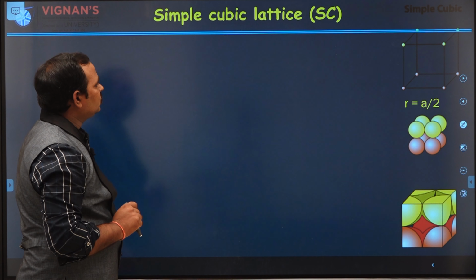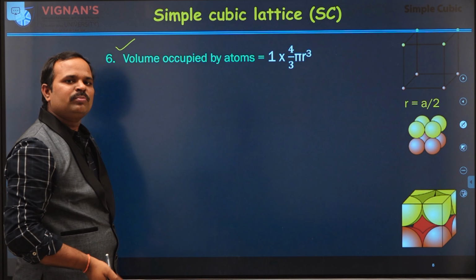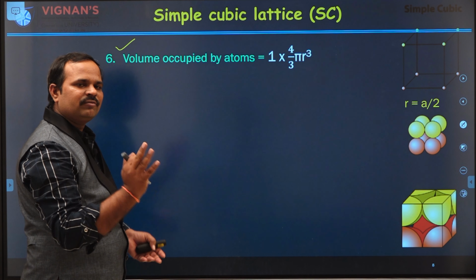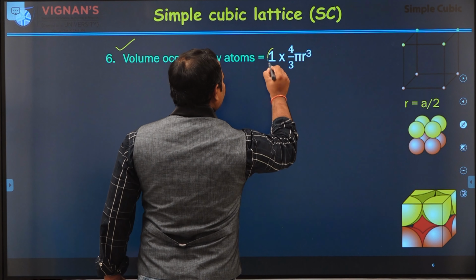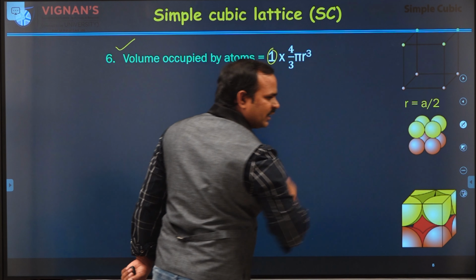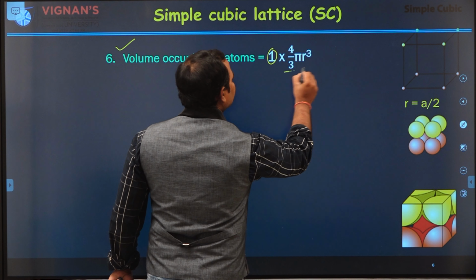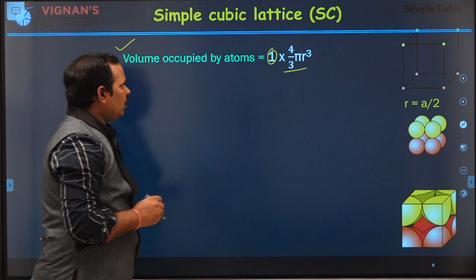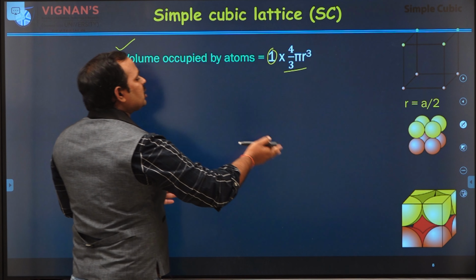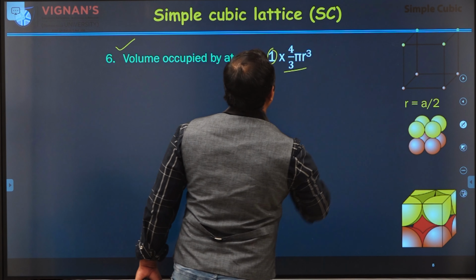Now we find out the volume occupied by these atoms. How many atoms are there in the unit cell of a simple cubic? There is only one atom. We assumed all these atoms are spherical in shape, and the volume of the sphere is 4/3 pi r cube. The volume occupied by this one atom in the whole cube is this one.